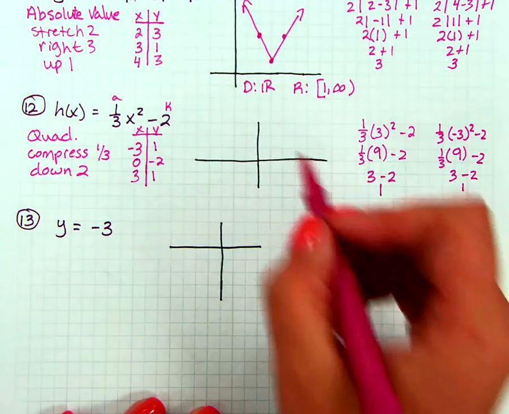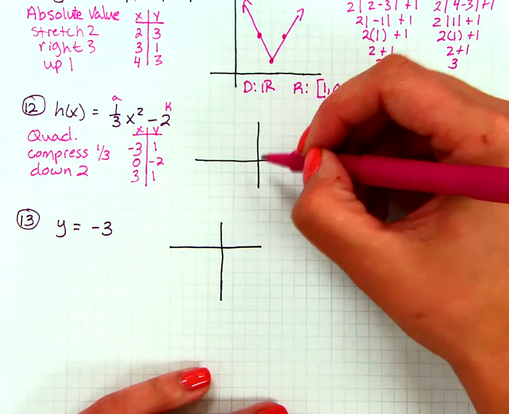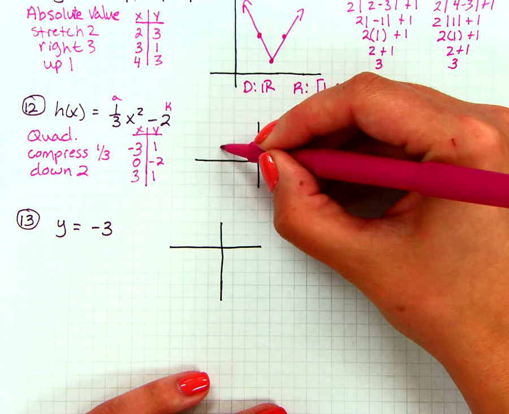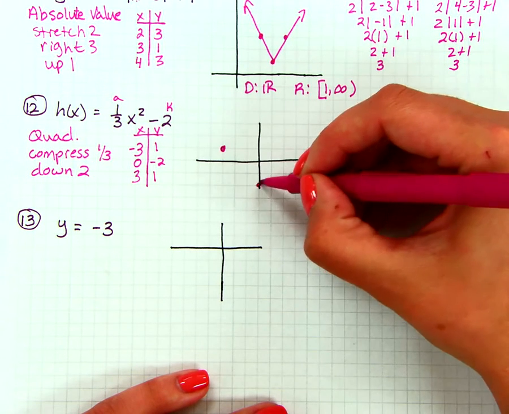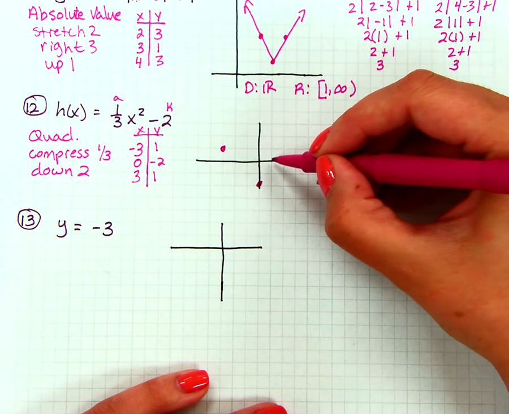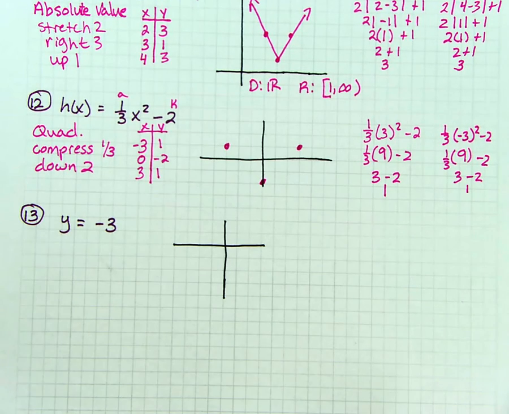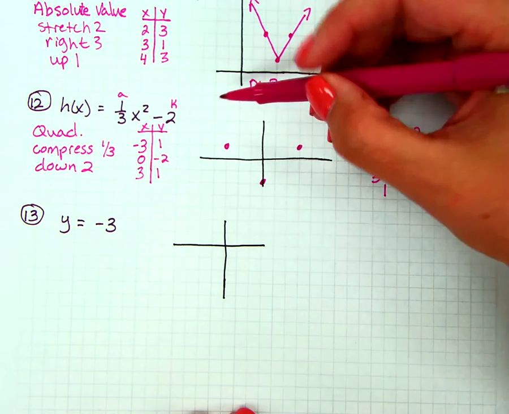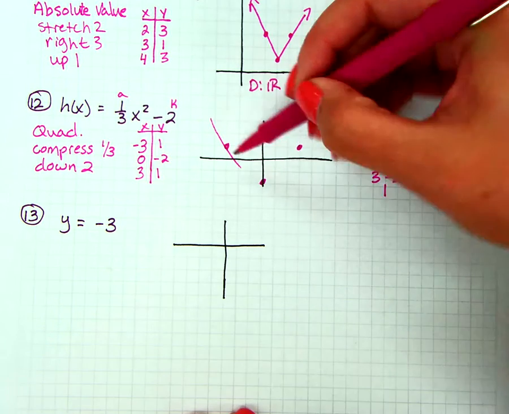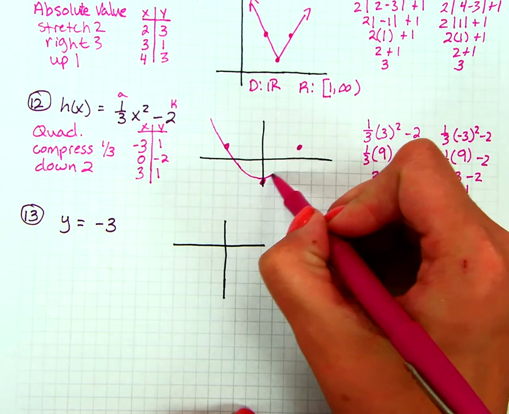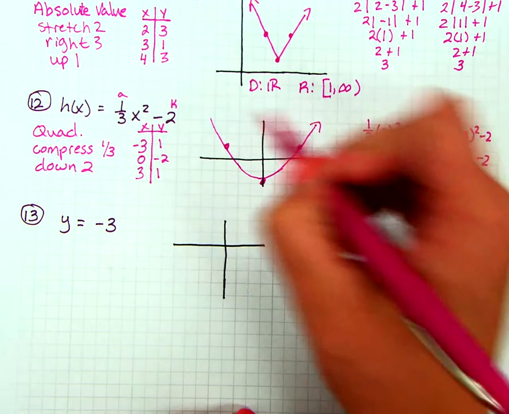Okay. So we're going to go left 3 up 1, down 2, and then right 3 up 1. And then again, it's a quadratic, so when I connect these points, I have to connect them into a U shape. So it has to be rounded kind of at the bottom. Now, I don't expect a perfect U, but it cannot look like a V.